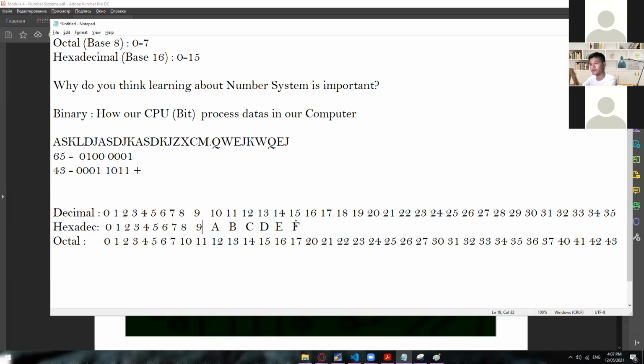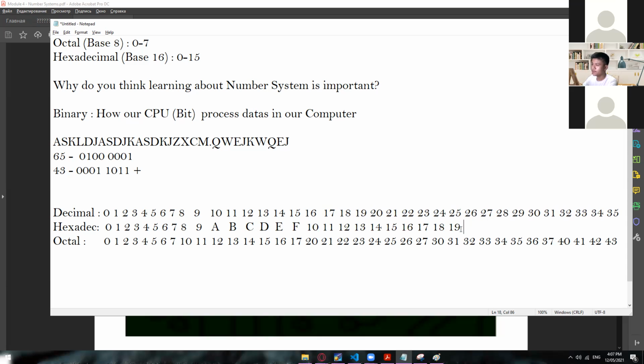Of course, after 9, we have 10, 11, 12. So just count 10 to 19. 13, 14, 15, 16, 17, 18, 19. Let me just align this one. I think that's already good enough.